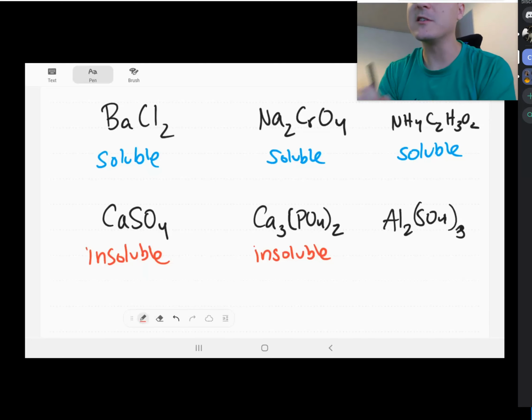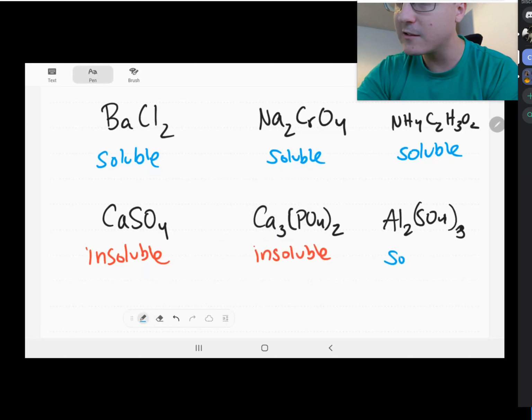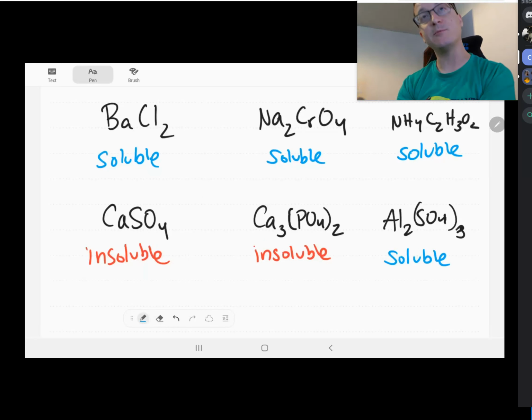Okay, how about aluminum sulfate? Yeah, it is soluble, because sulfates will be soluble unless they have calcium or any of those things, but aluminum is not part of the exceptions, so it will be soluble. Okay, very nice.